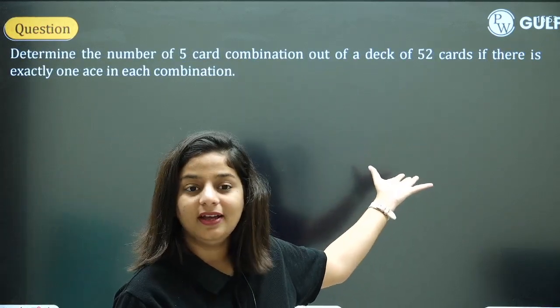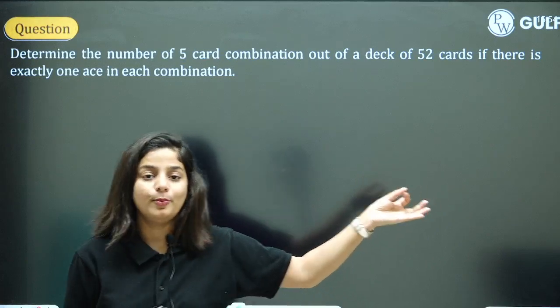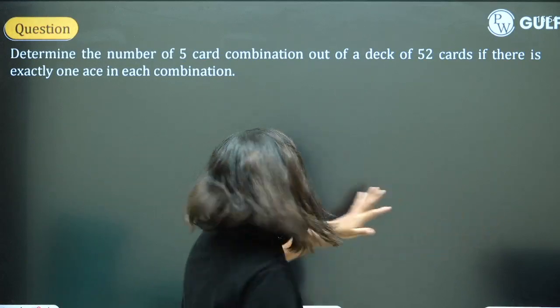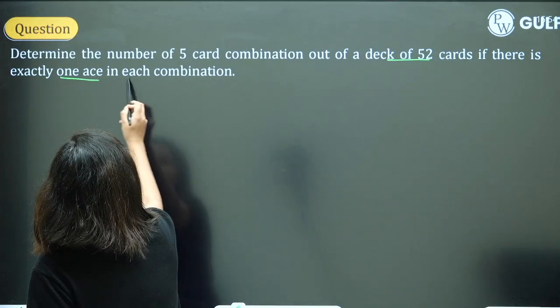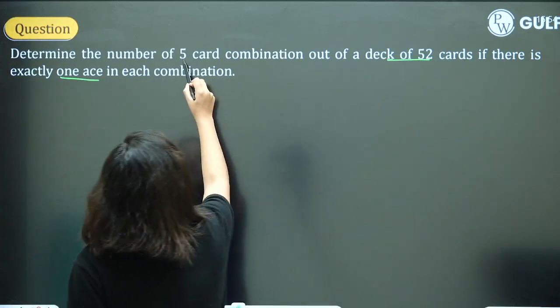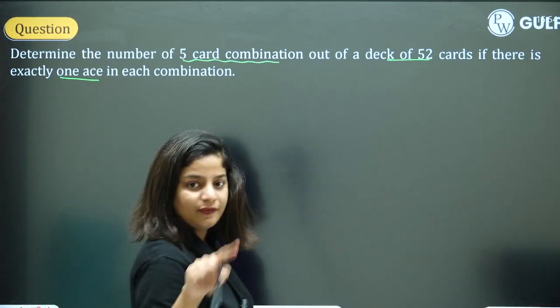Card problem toh banta hai na yaar. Whenever you're doing permutation, combination or probability, card problem is like a must. There are a deck of 52 cards. If there is exactly one ace in each combination, determine the number of 5 card combinations out of a deck of 52 cards.